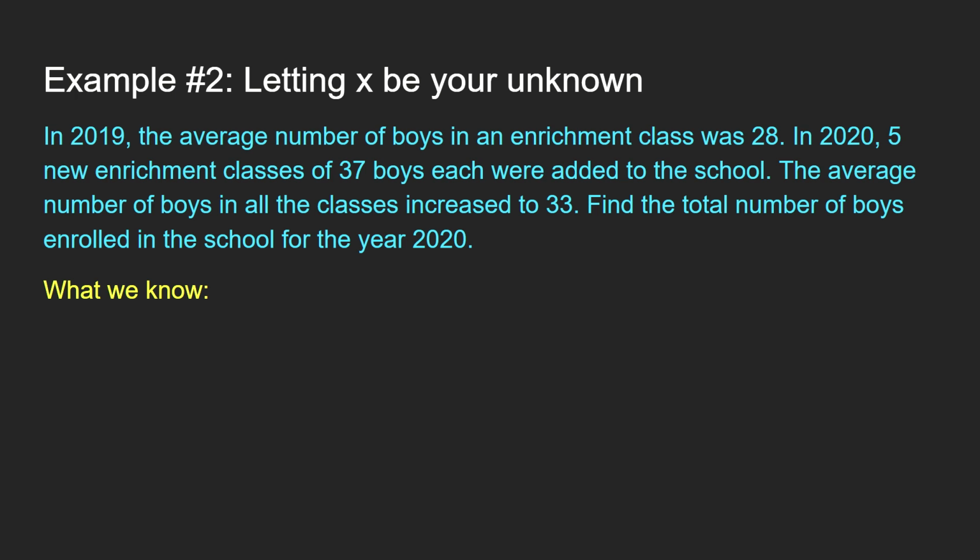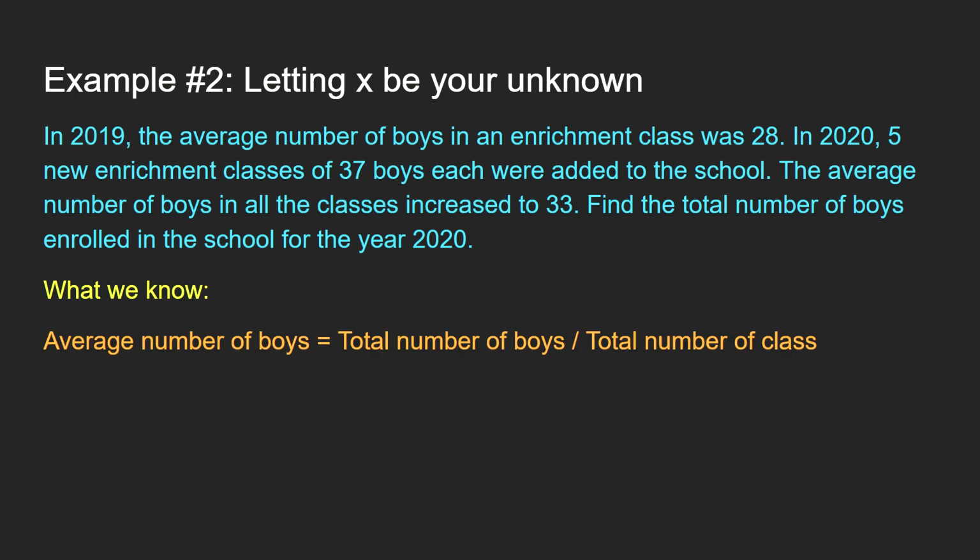First, let's break down what we know, since this question is quite long. We know that the average number of boys equals the total number of boys divided by the total number of classes. This is prerequisite knowledge of what the term average means. We also know that throughout the question, they didn't tell you how many enrichment classes there are. They just told you the average number of boys in each class. So how do we actually solve this question?